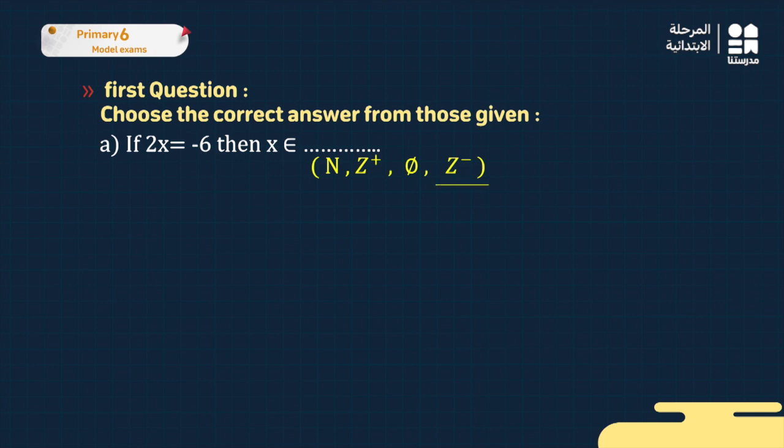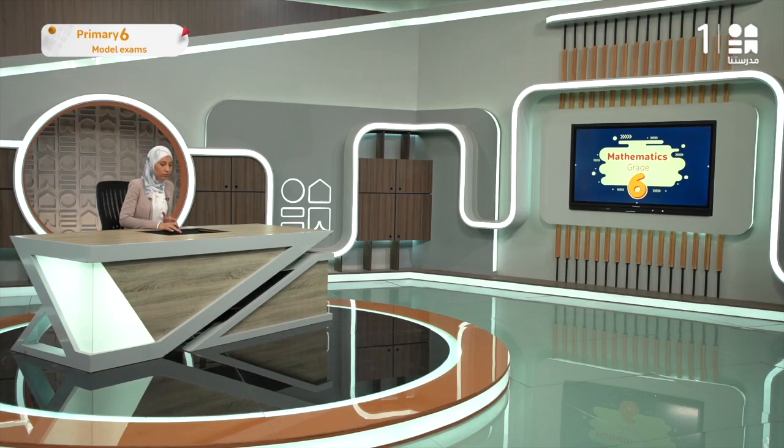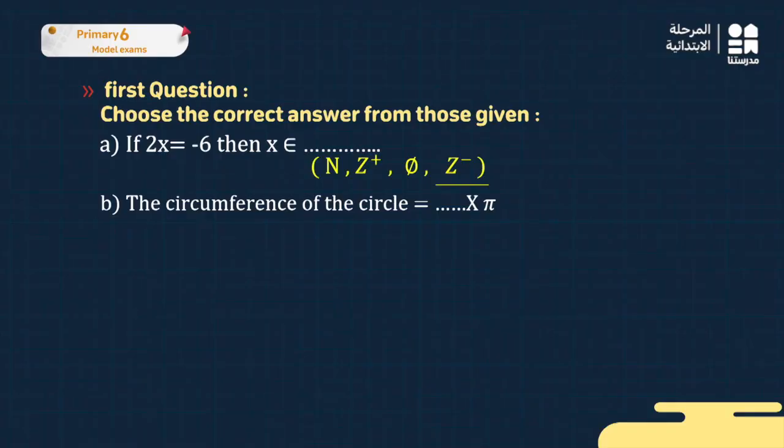Letter B, it tells me the circumference of the circle equals what times pi. The rule for the circumference of the circle is diameter times pi, or 2 radii times pi. So I have r? Of course not. 2 radii, yes, r means radii. Or r plus 2, or r power of 2? Of course 2 radii, so I will choose 2 radii times pi.